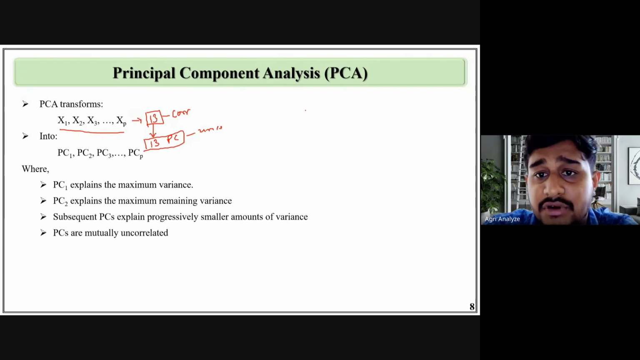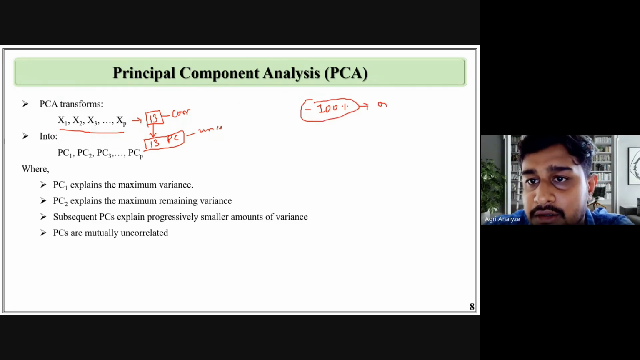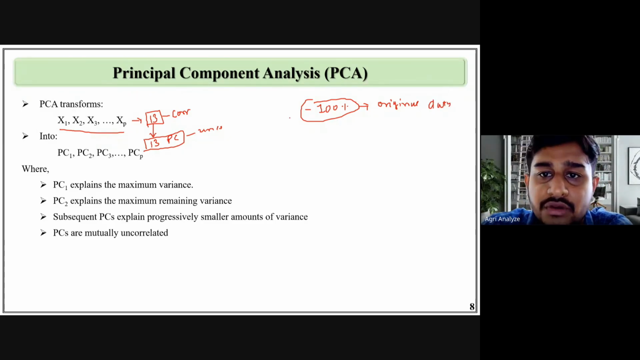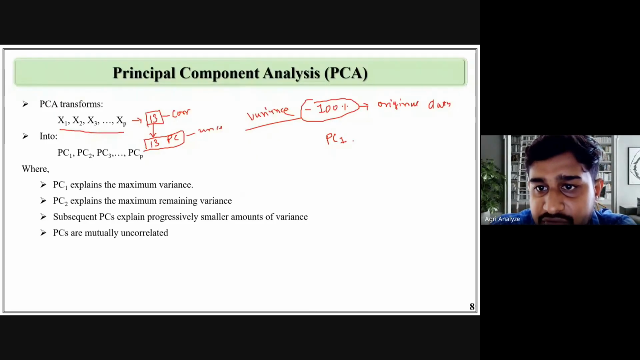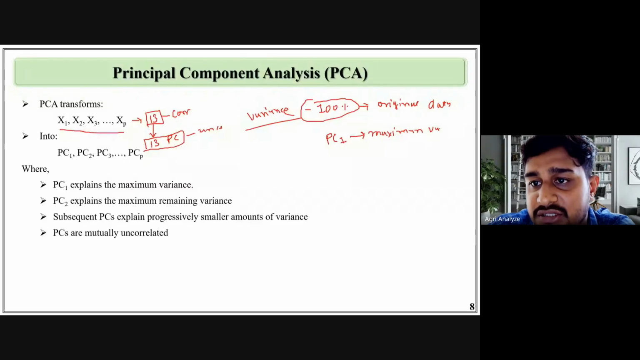Like, if our original data has a variance of 100%. This is the variance of the original data. I explain in percentage so we can easily understand how it performs. This is the variance for our original data set or original variables. It is 100%. So PC1 always explains the maximum variance out of this 100% variation.